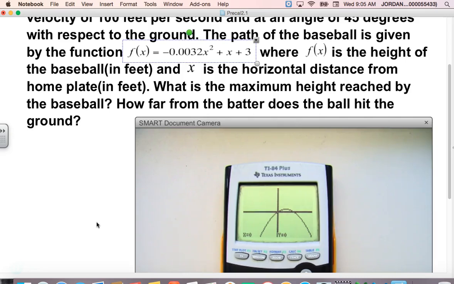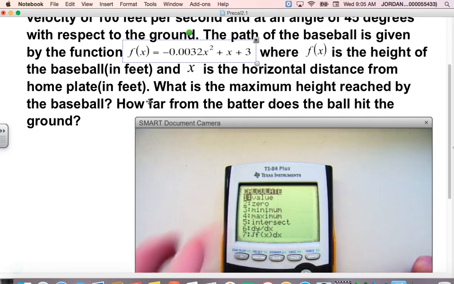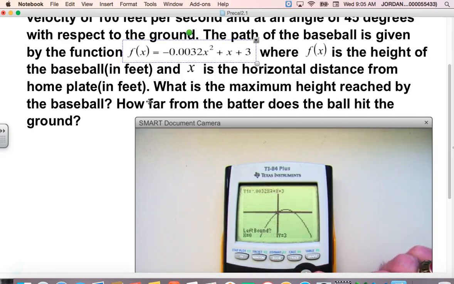And the whole point, remember, is to find the maximum height. So we need to find the maximum right here. What is the highest point the ball reaches? To find the maximum, we know how to do that. We'll hit second calculate and pick 4 for maximum. Left bound, make sure the cursor's to the left of the maximum. Hit enter. Now move it over to the right side of the maximum and hit enter. And it says guess, so hit enter one more time.